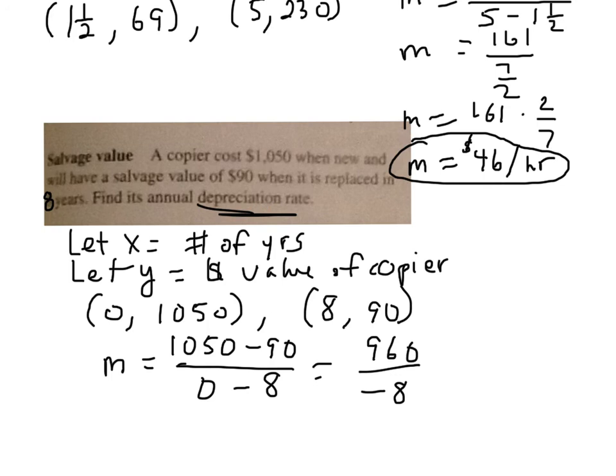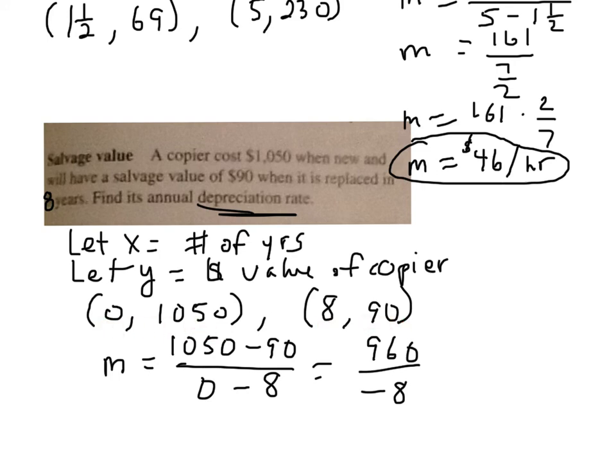So in the second problem, you have a copier that costs $1,050 when new, and will have a salvage value of $90 when it's replaced in 8 years. So basically what's happening is the copier is losing almost all of its value. That's what depreciation means. What's the rate per year? So we can really consider this to be (0, 1050) and (8, 90). X is the number of years. That's your 0 and your 8. When something's new, 0 years have passed by. This is what it costs in the beginning. 8 years later has a salvage value of $90.